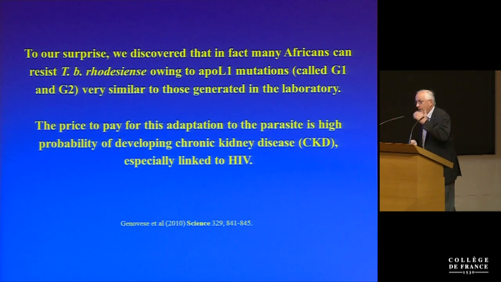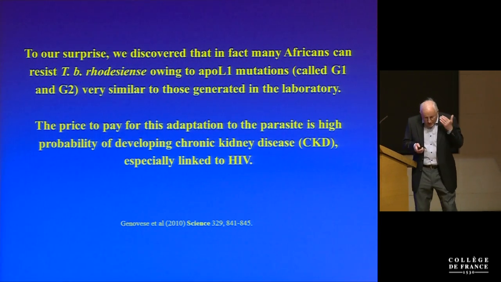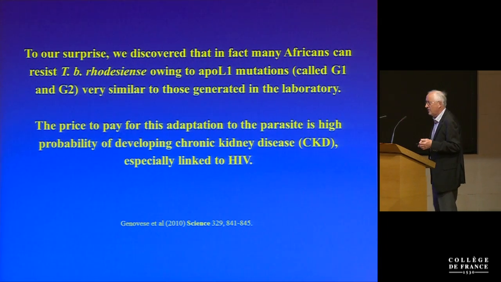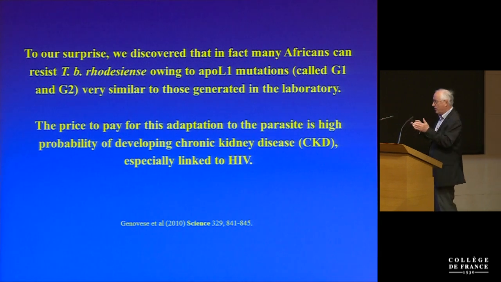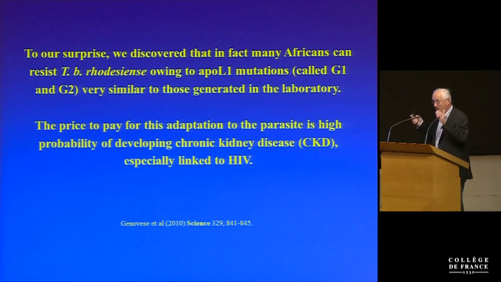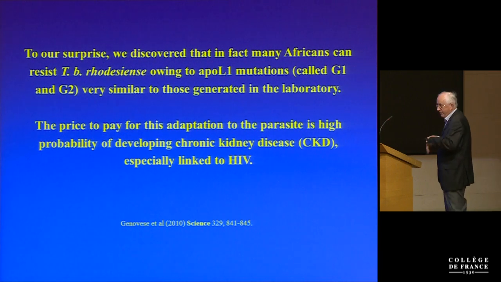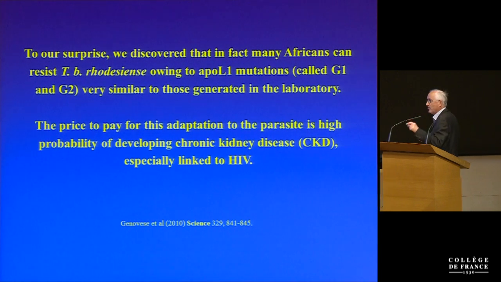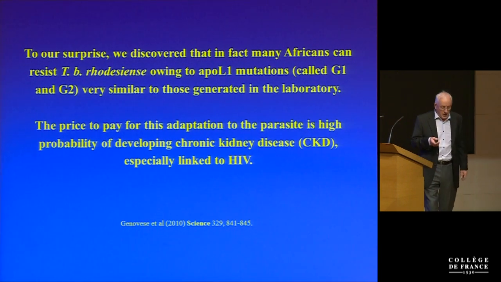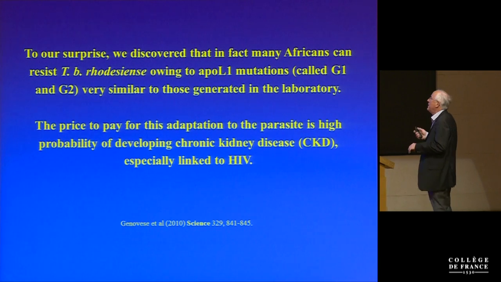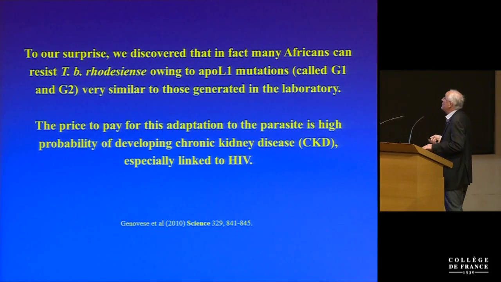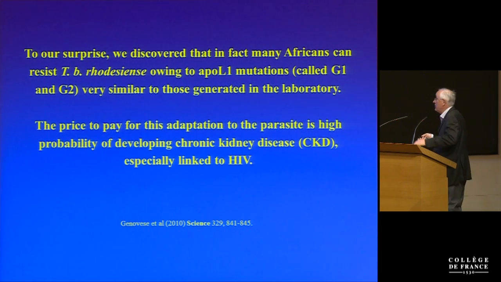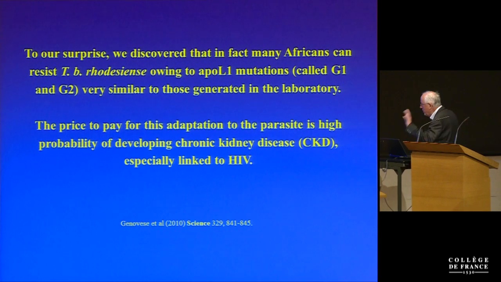So people in the nephrology field were looking for SNPs that would be linked to chronic kidney disease, and they were puzzled because they couldn't choose between the different possibilities in a given locus. But after our publication, they realized that the mutations that we did in the lab were so close to some of the mutations that they found very strictly linked to chronic kidney disease. So these mutations are called G1 and G2. And since the discovery in 2010, this has been fully confirmed.